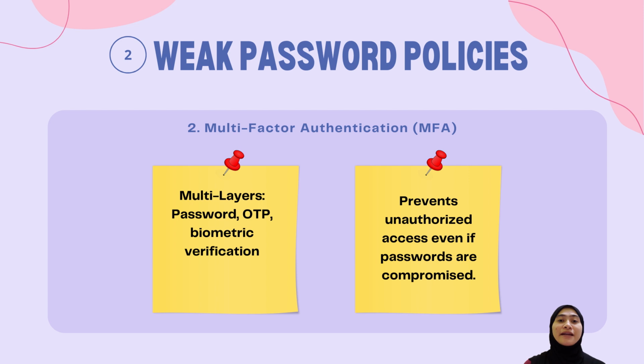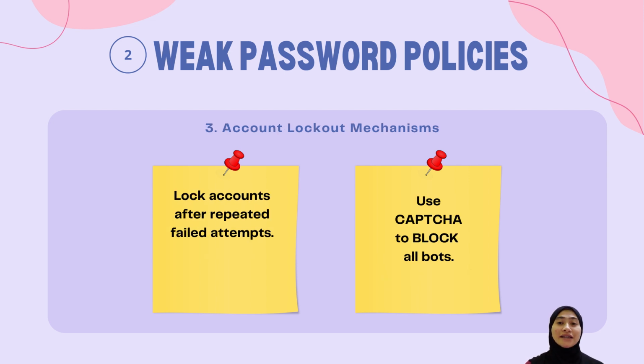MFA adds another layer of security by requiring users to verify their identity using additional methods like a one-time password sent to their phone or biometric verification. Even if an attacker steals a password, MFA can prevent unauthorized access. Finally, use an account lockout mechanism to block brute force attacks. By locking an account after multiple failed login attempts, attackers are prevented from guessing passwords. Adding CAPTCHA tests can further ensure that bots cannot exploit weak passwords.